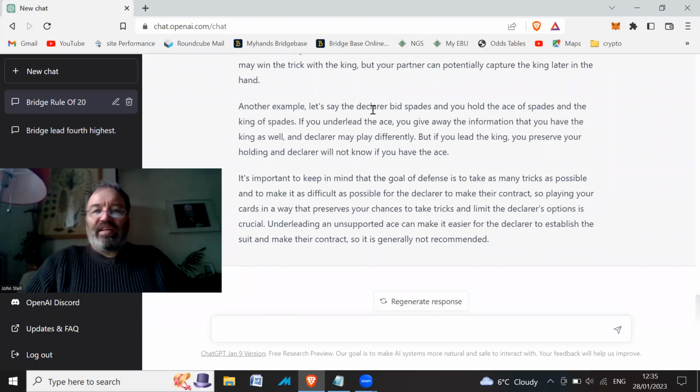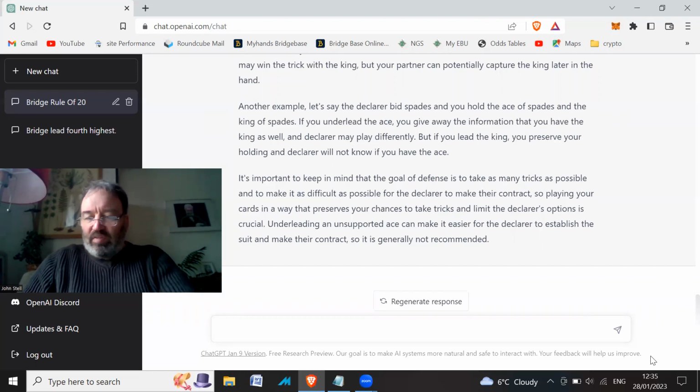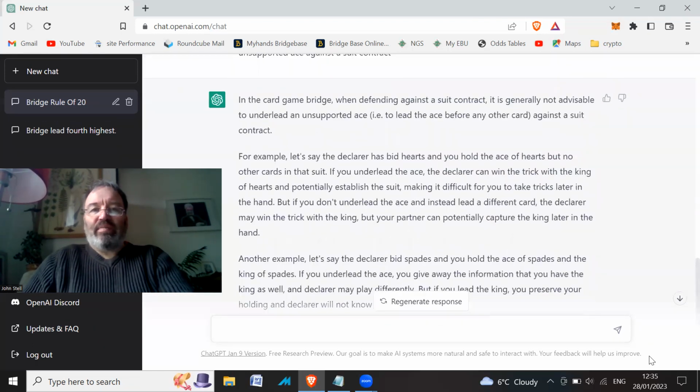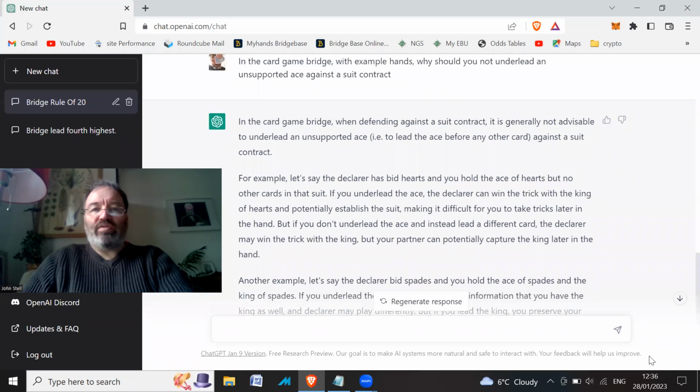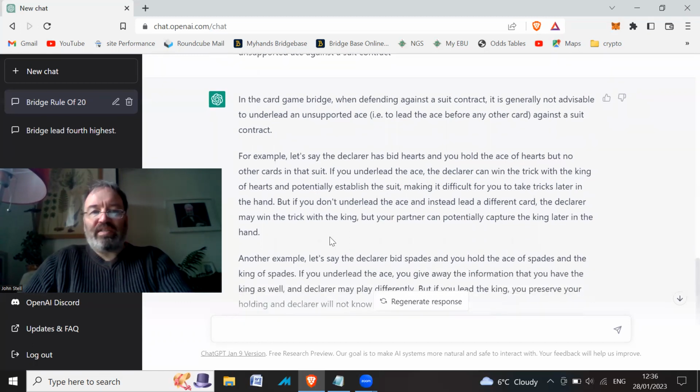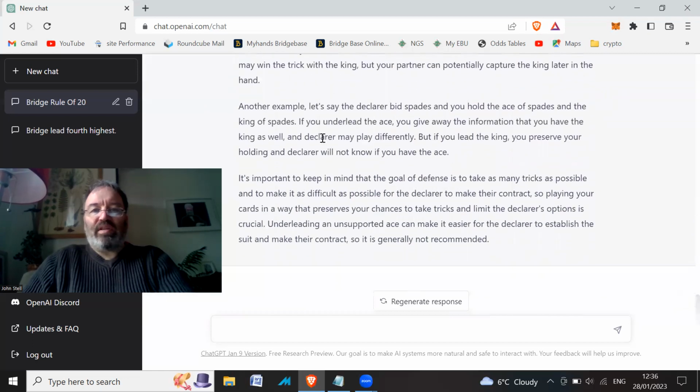Another example, let's say the declarer bids spades and you hold the ace of spades and the king of spades. I said unsupported ace, didn't I? Hold on a minute. What's the question again? Why should you not underlead an unsupported ace? So I did say you don't have the king. That's what unsupported means. Another example, let's say the declarer bids spades and you hold the ace of spades and the king of spades. If you underlead the ace, you give away the information that you have the king as well.